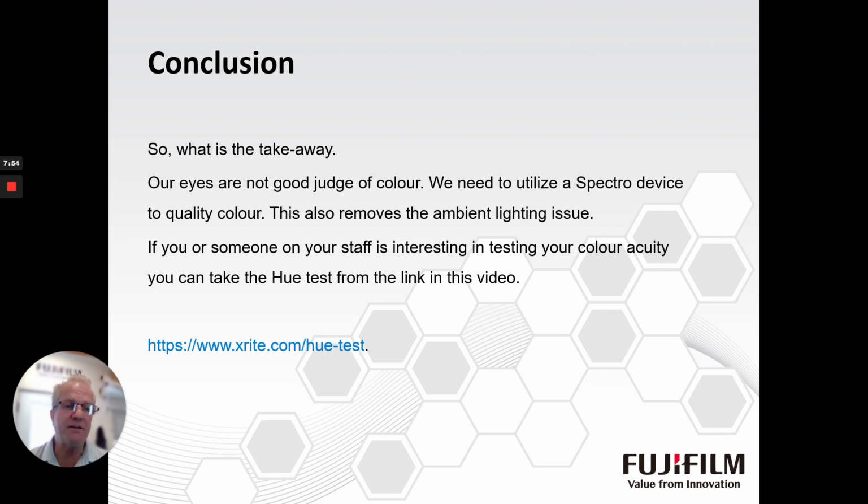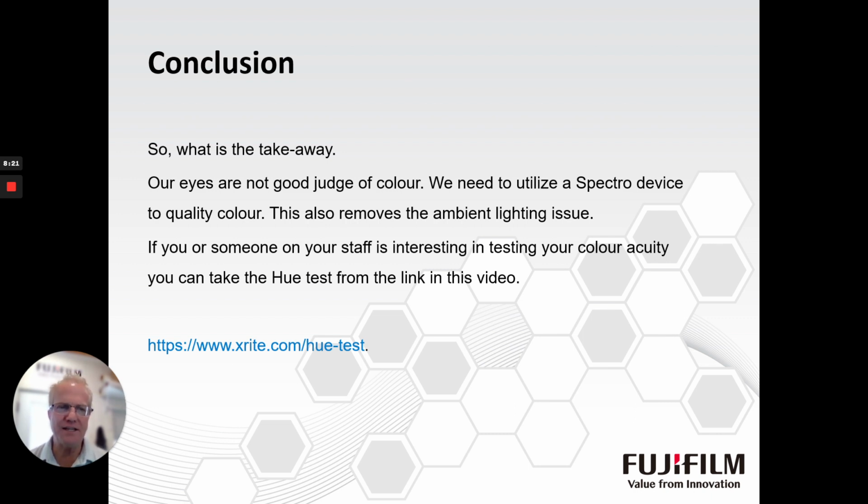Our eyes are not a very good judge of color. We really need to use a handheld device, a spectrophotometer device, to qualify and quantify color. This removes the subjectivity that one would have when evaluating color. We certainly learned that both men and women see color differently, and as we age, our eyes are not as accurate, especially with men, and that tends to come in a little earlier.